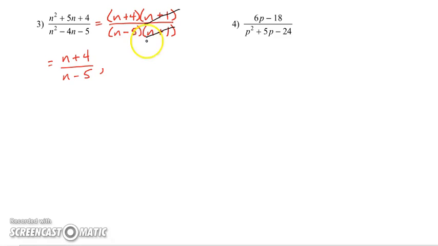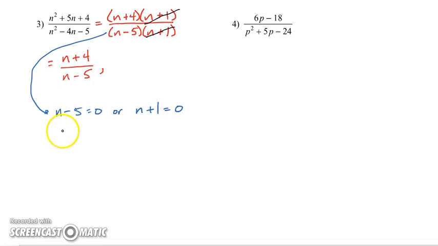And when it comes to my excluded values, and you might be getting to where you can do this part without writing out a lot of work, but I'm going to go ahead and write it. I guess I'll actually go over here to get out of the way of my answer. I want to say that either n minus 5 being 0 would be bad, or n plus 1 being 0 would be bad. And those are actually both easy to solve for n.